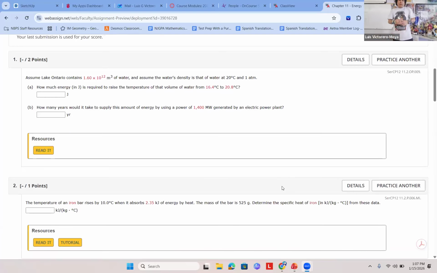For example, in some problems you are given mass or volumes of water, and you have to find how much energy, or how long, or the final temperature. It depends, right? So here it says Lake Ontario has that amount of water. They give you the volume of the lake, and you're going to assume that the water density is the normal density of water, which is 1,000 kilograms per meter cubed. How much energy in joules do you need to raise the temperature from 16.4 to 20.8?